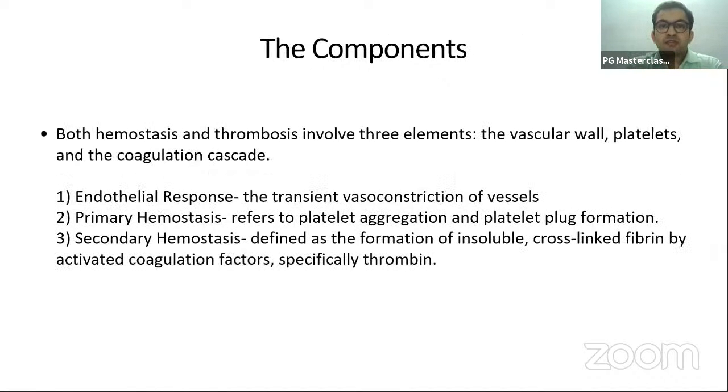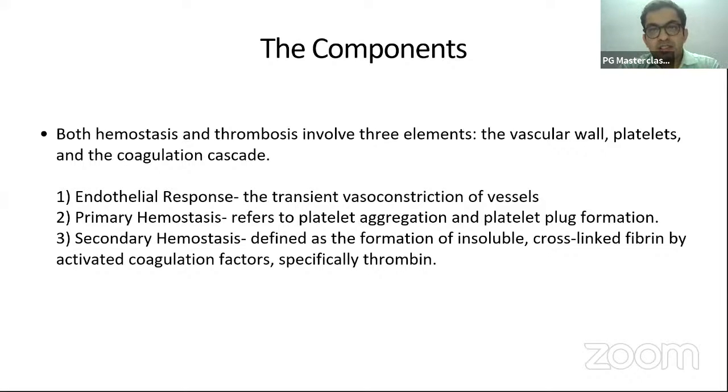Now, the components of coagulation basically have three elements. First of all, the blood vessel wall. The second one would be the platelets, and the third one would be the coagulation cascade in itself. The blood vessels have endothelial cells within them, which on getting injured release endothelin, and also due to neural stimulation reflexes, they go into transient vasoconstriction, which for the time being tries to control the bleeding.